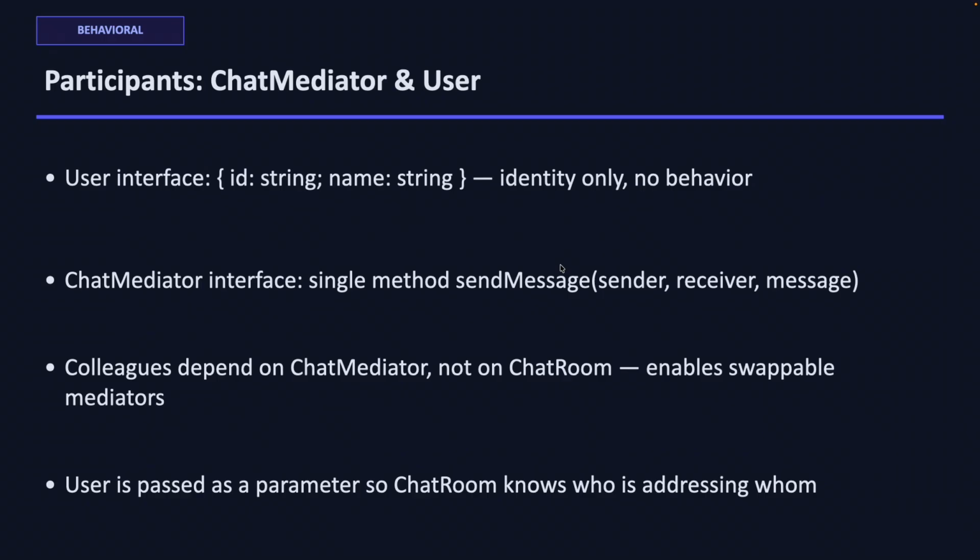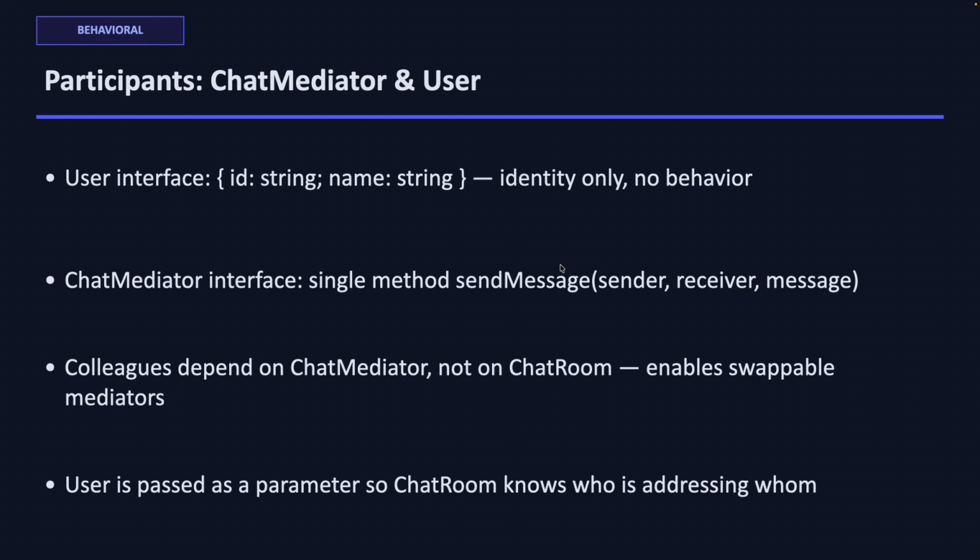First, we want to look at the chat mediator and user. There are two interfaces in this implementation. The user interface is just a simple data shape. It has just the ID string and the name string. There's no behavior, it just defines the identity. It is used as a parameter type, so the mediator knows who's sending and who's receiving.